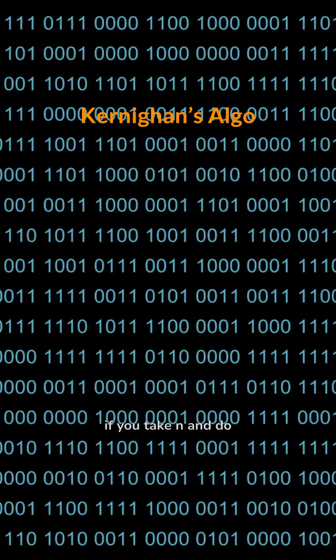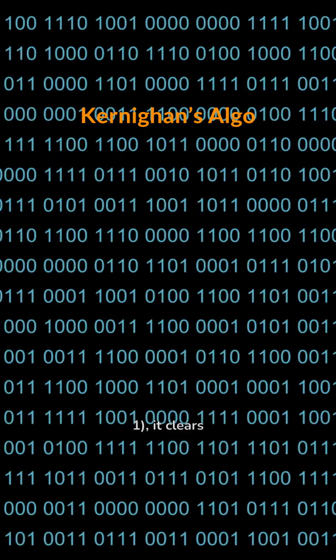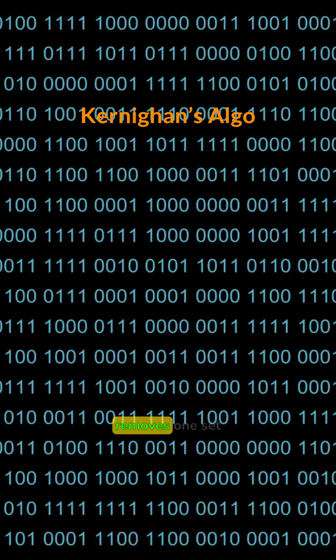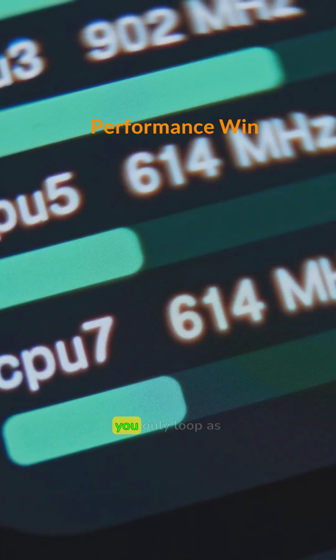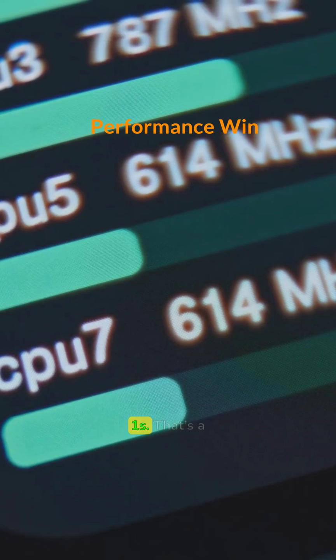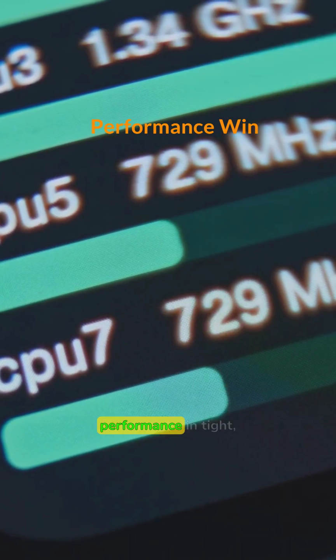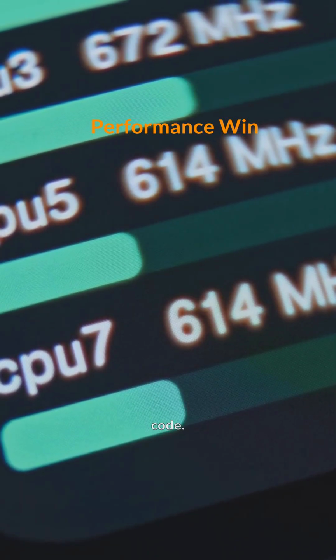If you take n and do n & (n-1), it clears the lowest one bit. Every loop removes one set bit. Instead of checking all 32 bits, you only loop as many times as there are ones. That's a huge win for performance in tight, real-time code.